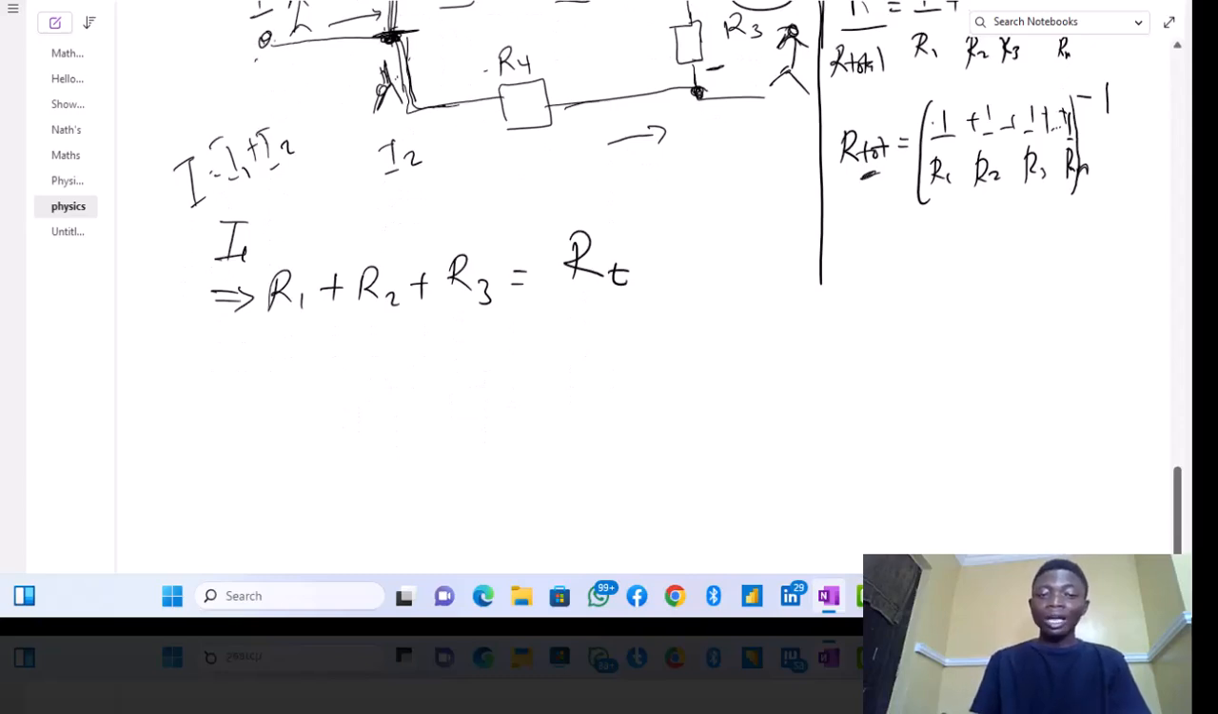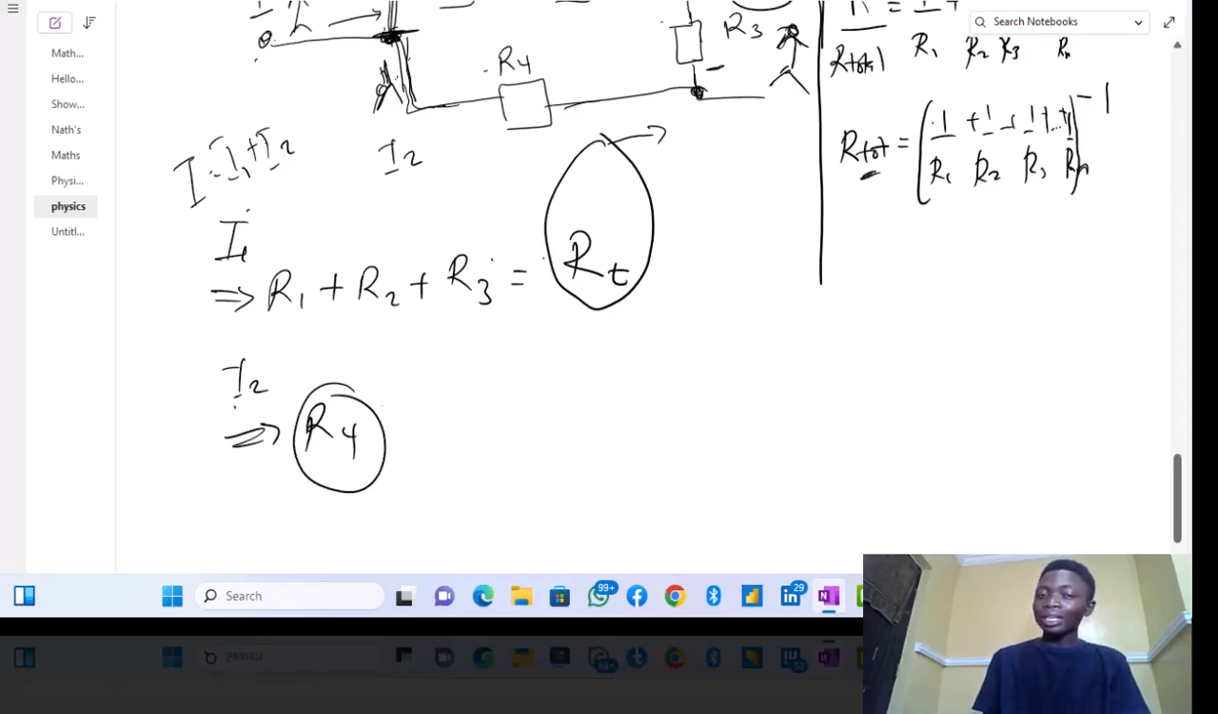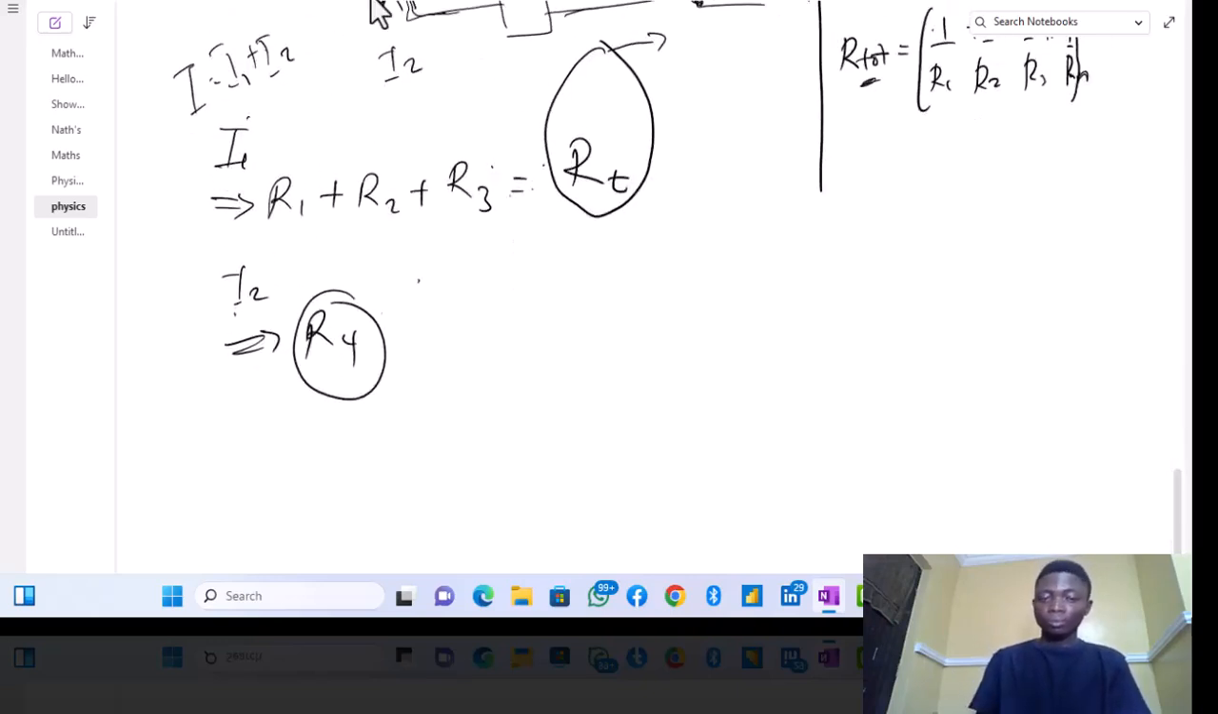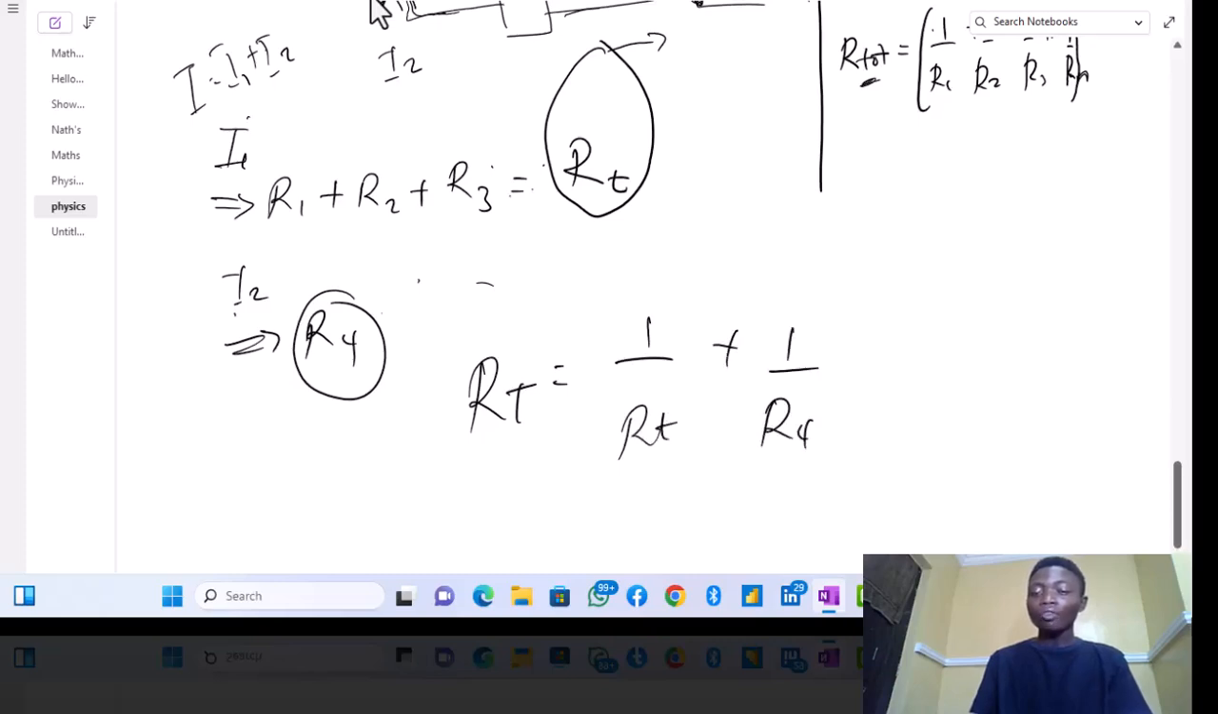Then you know that I2 will also pass through R4, isn't it? Well, we have that this R total, okay, is I1, R4 is I2, so that means they are in parallel, isn't it? So to total it together, I will now total RC and R4. Do you get that? So the total resistance altogether will be 1 over RC plus 1 over R4, then I'll bracket it and then I'll inverse it. That is the way you get the R total for that combination.